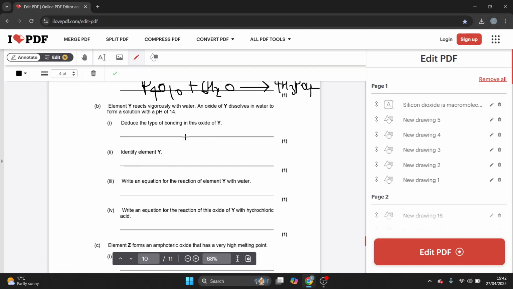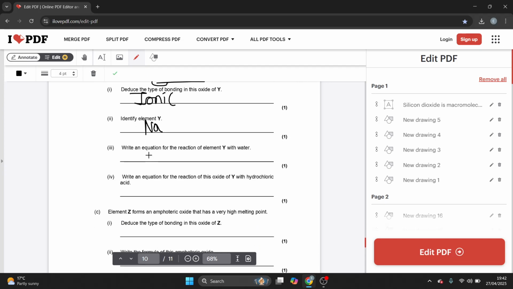Element Y reacts vigorously with water. The oxide dissolved in water gives pH 14. That's very alkaline. Type of bonding: ionic, therefore. Element Y is sodium.